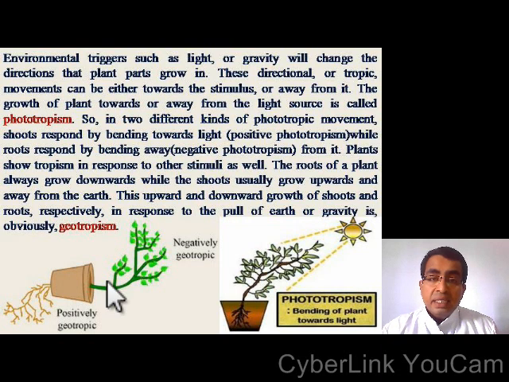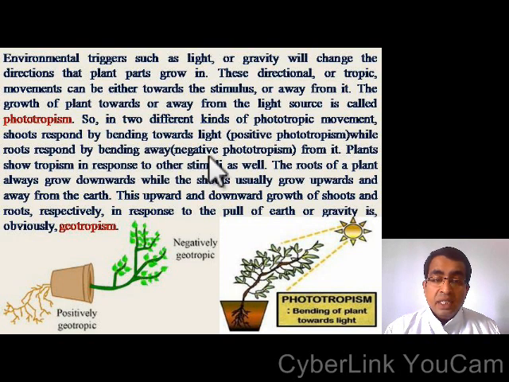Environmental triggers such as light or gravity will change the directions that plant parts grow in. These directional or tropic movements can be either towards the stimulus or away from it. The growth of a plant towards or away from the light source is called phototropism. So, in two different kinds of phototropic movement, shoots respond by bending towards light, so we call it positive phototropism, while the roots are growing away from the light, that's called negative phototropism.